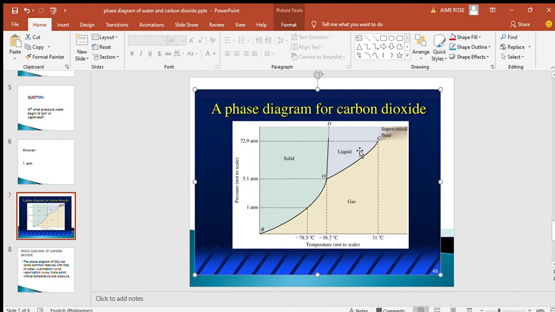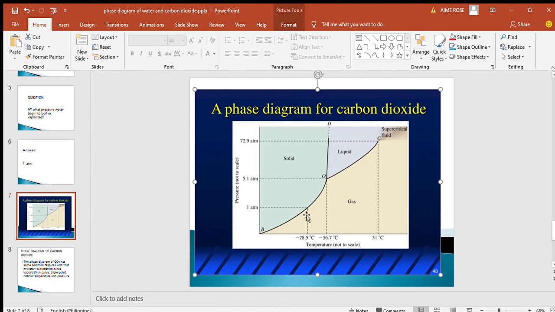in liquid form. Now at 31 degrees Celsius and 5.1 atmospheric pressure, carbon dioxide is in the state of gas, in a gaseous state. So at 1 atmosphere, negative 78.5 degrees Celsius, carbon dioxide can be in solid state or in gaseous state.